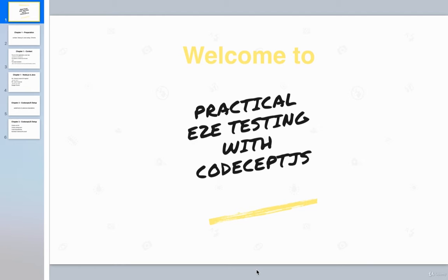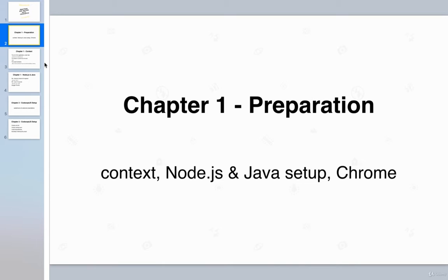Okay, without further ado, let's jump right in and go to chapter 1, the preparation. Chapter 1 is all about setting the base. We will talk about the context, about what we will write the test. We will make sure that our dependencies are set up. This is Node.js and Java, and also we make sure that we have Google Chrome installed on the machine to run our test in the Chrome browser later.